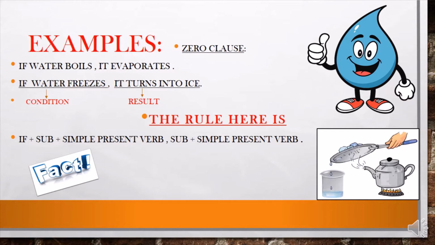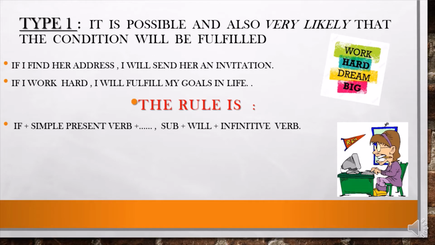So if water freezes, this part is the condition, and the second part, it turns into ice, is the result. So basically the rule is if plus subject plus the simple present verb. This is for the first part. For the result part, you have to write the subject, simple present verb, and of course the complement of the sentence. Now let me go to type 1.